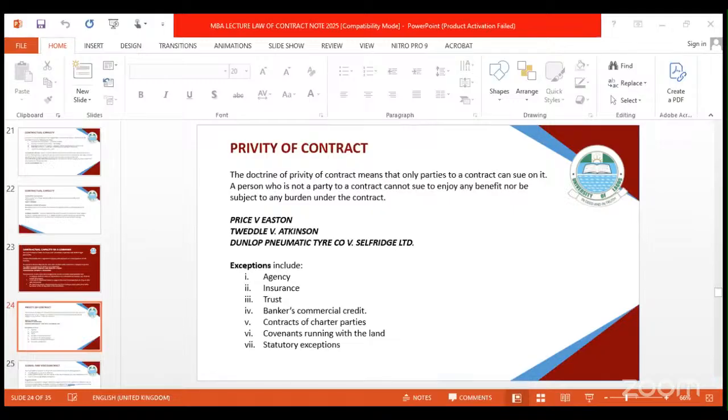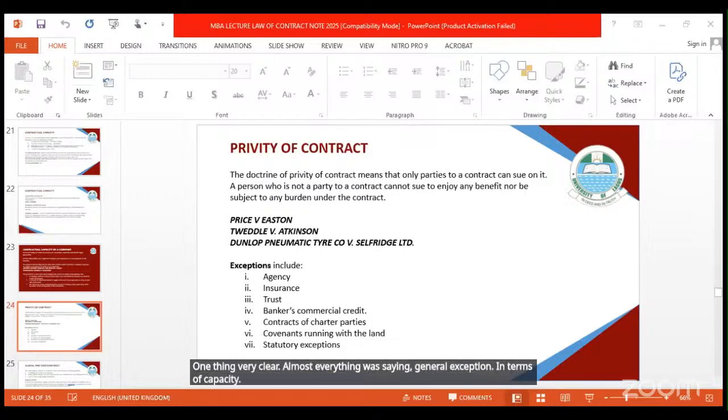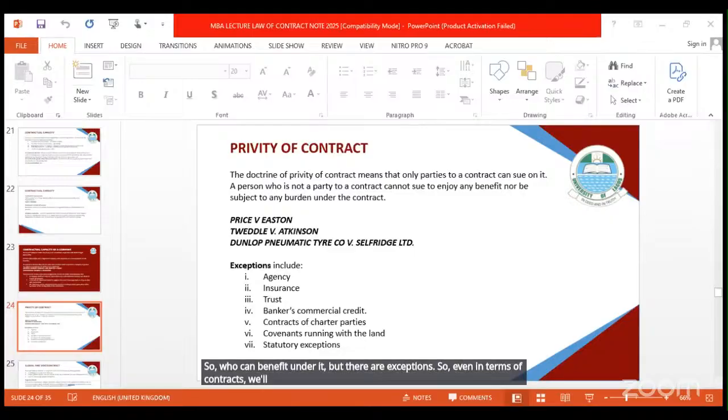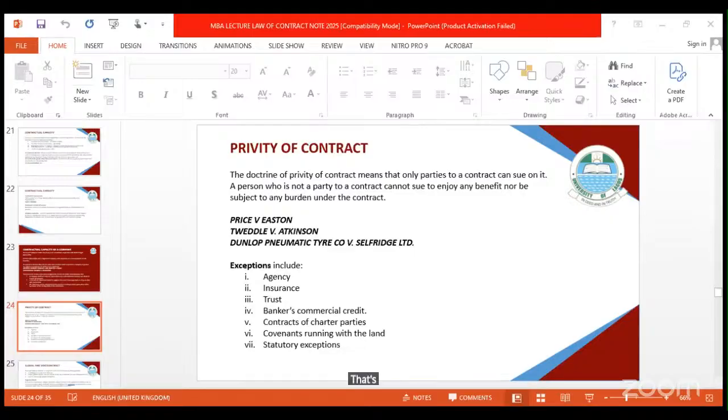one thing is very clear, almost everything we're saying, general rule, exception. In terms of capacity, we say everybody has capacity as a general rule, but there are exceptions. Doctrine of privity of contract, in general, you must be a party to a contract to bring an action to sue or claim benefit under it, but there are exceptions. So even in terms of contract, we'll look at all of those. So that's the beauty of law anyway.